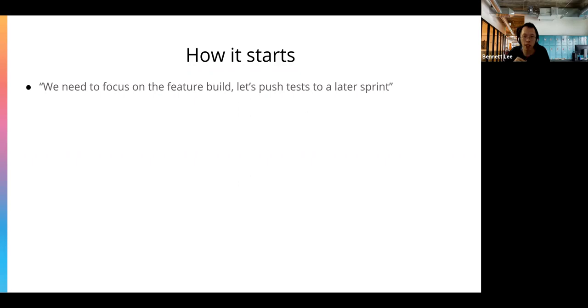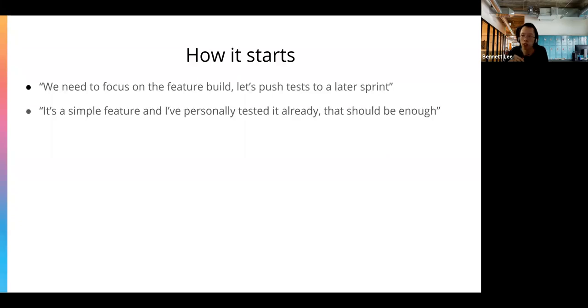How it typically starts is you're working on a project and the engineers or the product manager says, we need to focus on the feature build, we have this milestone, we have this timeline, we have to hit this target. As long as it works per what our stakeholders expect, that's fine enough. We'll push the test to a later sprint. Another thought you might hear is it's a simple feature. It's really straightforward. I personally tested it. That should be enough.